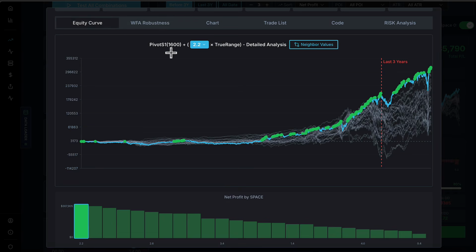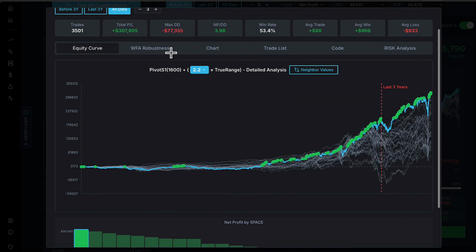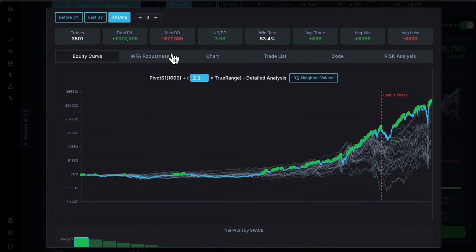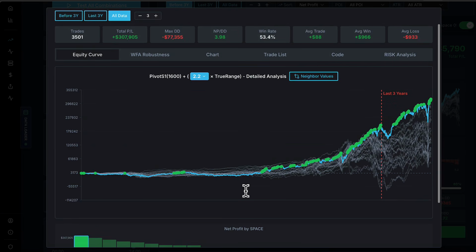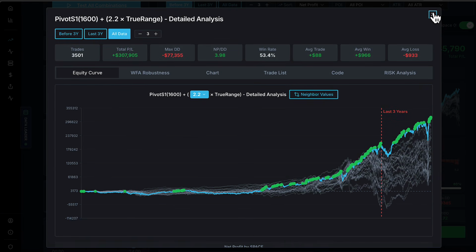So I mean, this is quite all right foundational model. It's probably not the best in the world, but you see it produces positive results with any multiplier. That's a very good robustness sign.